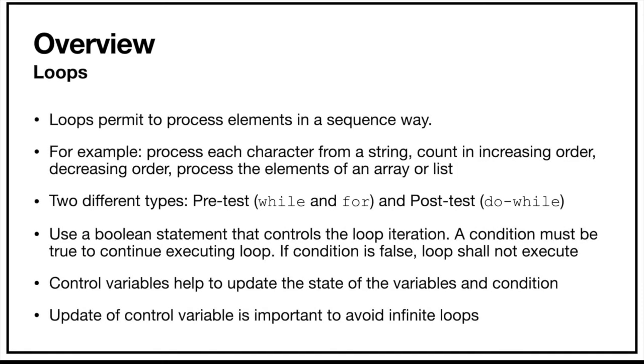How about loops? So we have a chapter devoted to loops, right? So remember that loops allow us to do this iteration, right? The word iteration makes sense right now because now we have this ability to move, to process step by step in a sequence of values. For example, when you want to process each character from a string or count any series in increasing or decreasing order, process elements for an array or a list. We're going to talk about that later on. We're going to talk about arrays and linked lists.